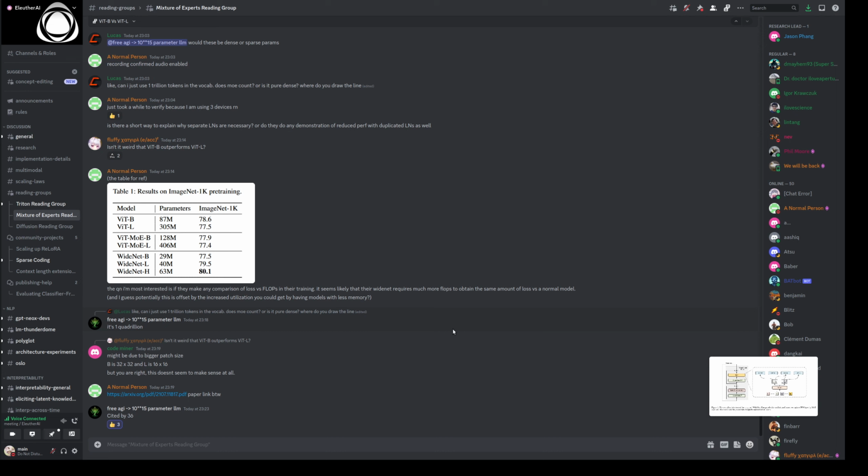So they say they're training on TPU v3-256, which is pretty large, and I also see that some of their models even ran out of memory. Hold on, this one, WideNet-H, ran out of memory. Well, the one without parameter sharing, right?